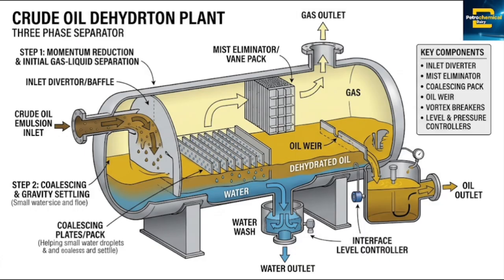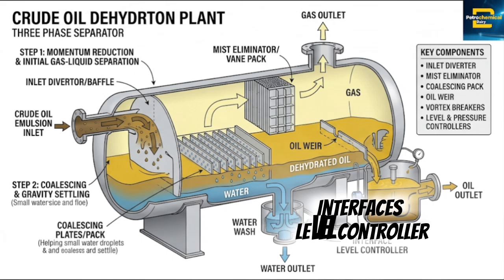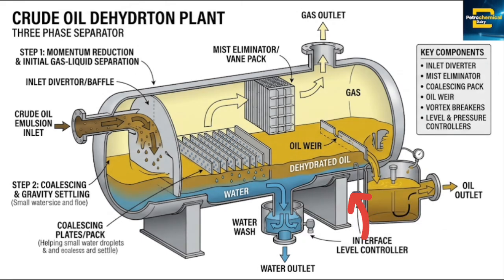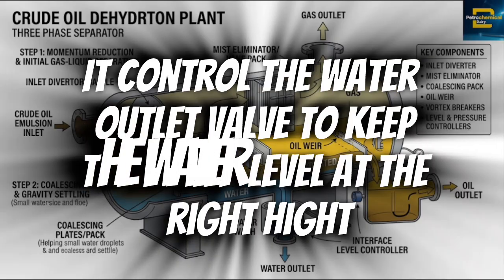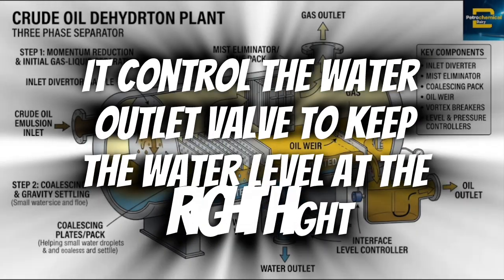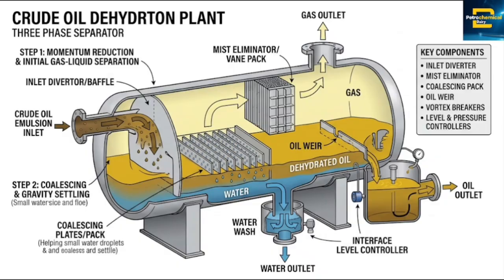Also, there's what we call the interface level controller. This interface level controller senses the oil or water interface and controls the water outlet valve to keep the interface at the right height. It maintains the water level and prevents carryover. So I can say this interface level controller is where the water is settled, and it maintains the water level.